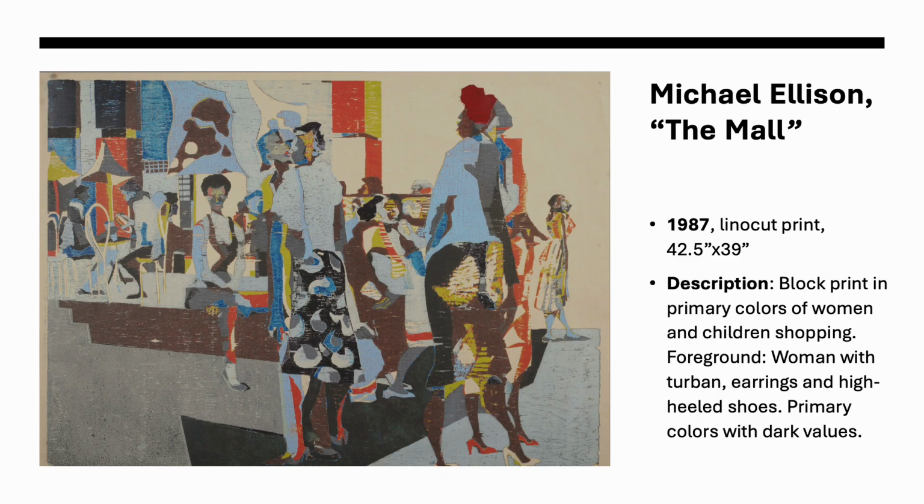First, Michael Ellison's The Mall from 1987. It's a linocut print. The description says, it's a block print in primary colors of women and children shopping. In the foreground, there's a woman with a turban, earrings, and high-heeled shoes. The artist uses primary colors with dark values. I will give you a moment to examine The Mall.